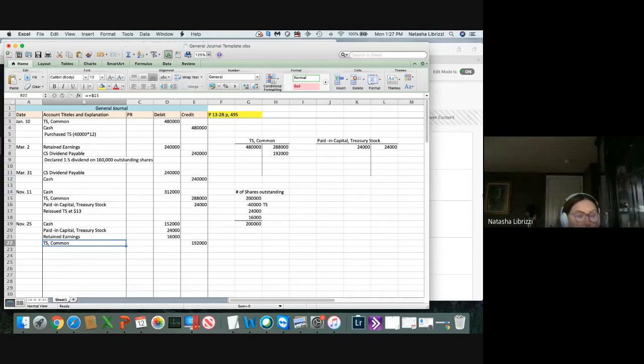And this is a reissuing treasury stock. 950.